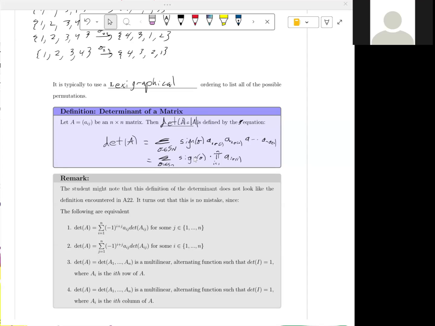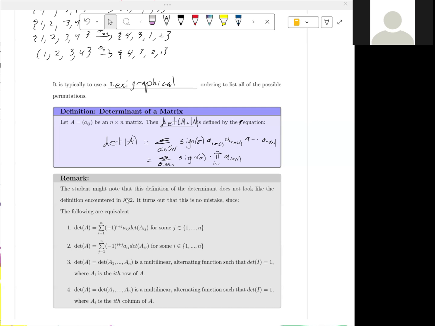To help understand this formula, we're going to go through using this formula to define the determinant for 2x2 matrices. And on your homework, there's a question where you can define the determinant for 3x3 matrices using this definition. Now, this definition does not look like what we used in A22. And if you don't fully understand this definition, that's okay. You can keep using the definition we learned in A22. This is just another definition.